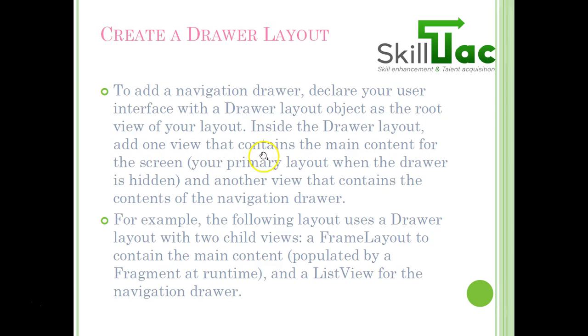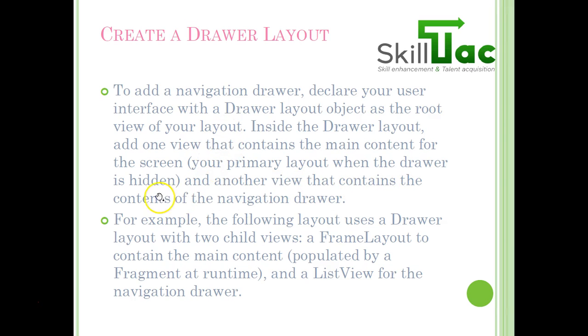Moving on. To add a navigation drawer, declare your user interface with a drawer layout. Here we are going to study a new layout called the drawer layout. Declare your user interface with a drawer layout object as the root view of your layout. Inside the drawer layout, add one view that contains the main content for the screen. This should be the primary layout when the drawer is hidden. This content is basically the content inside the drawer layout.